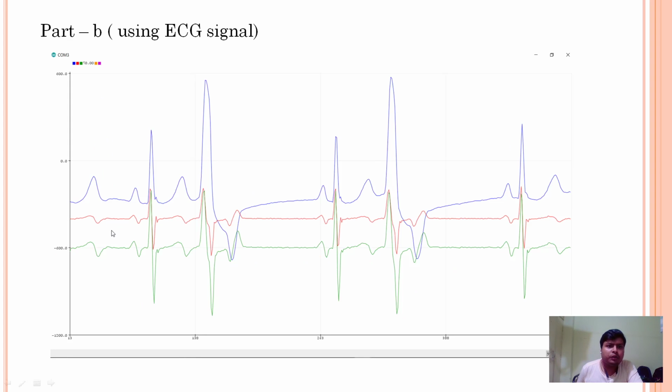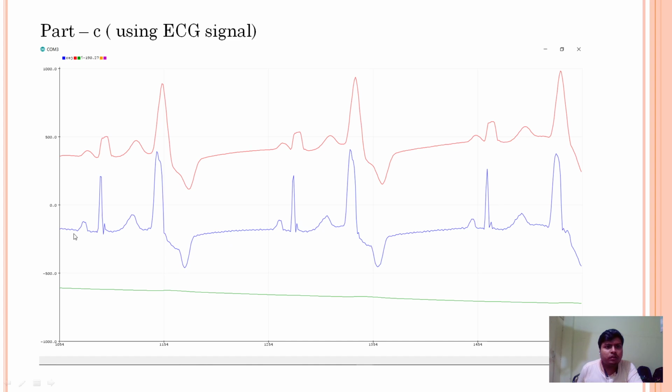Now, we are going to solve part B of this experiment using the recorded ECG signal, which is to get the first order as well as the 3-point central difference output of the ECG signal. Here, the blue colored signal is the original recorded signal, which is given to us beforehand, and this red colored one and the green colored one are the smoothened versions of the first order difference filter and the 3-point central difference filter output.